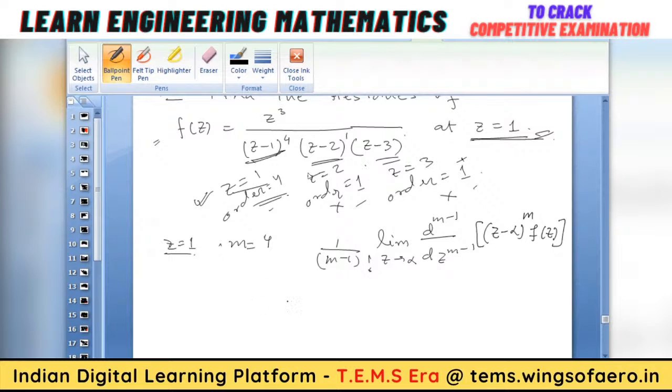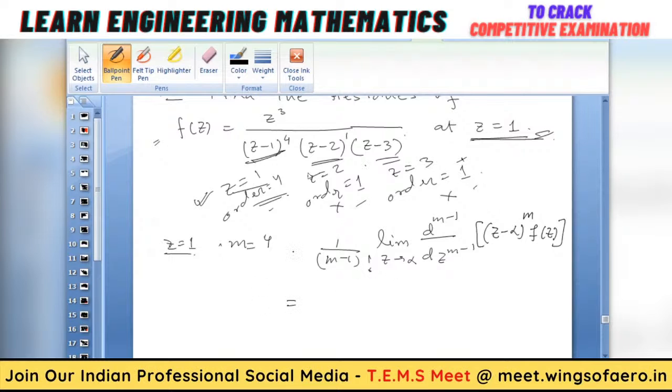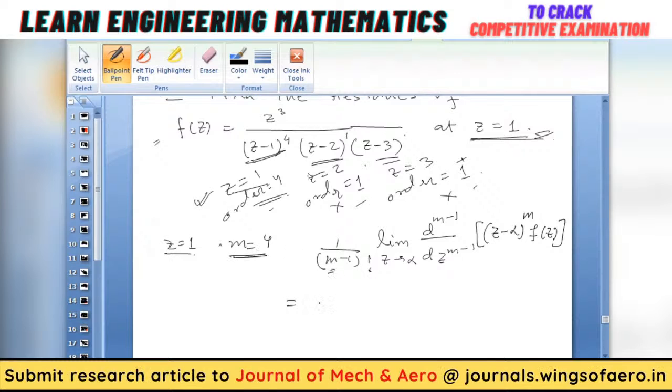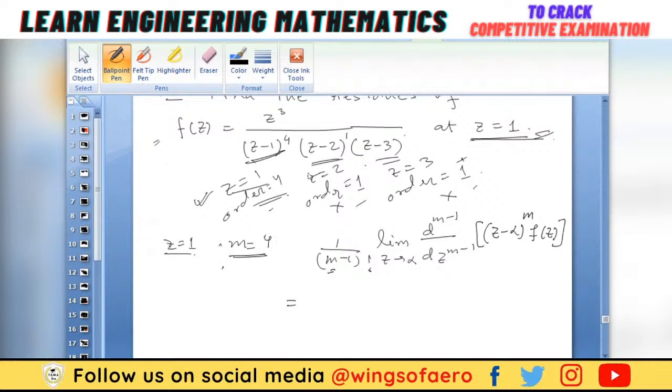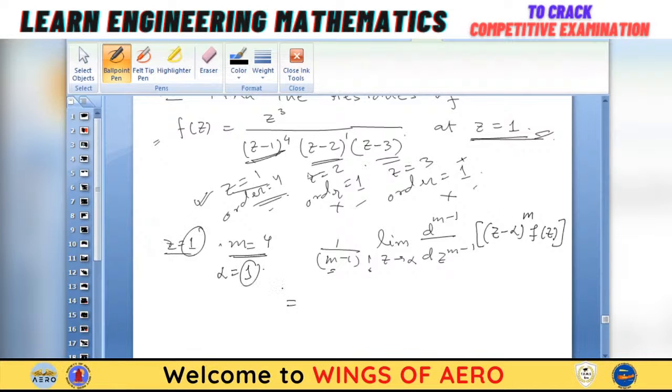Done. Write down, simply just put the values. The order is represented by m, so m is equal to 4. What is alpha? Alpha is the pole, so alpha is equal to 1 and nothing else.